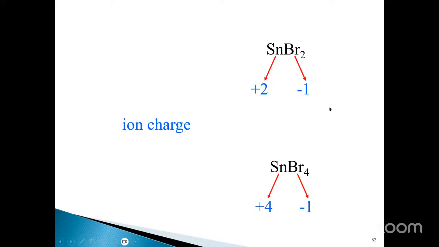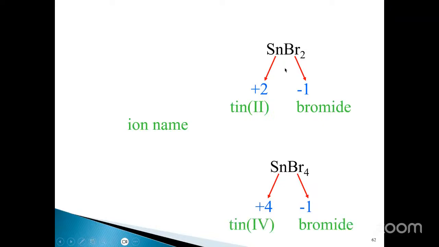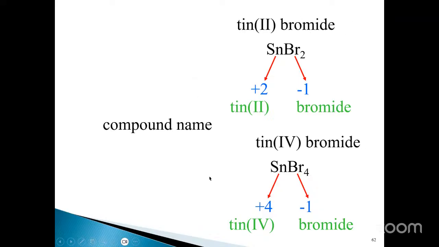So the name of this ion with the +2 charge, we call that tin(II). And the name of this particular ion, which carries a +4 charge, we call that tin(IV), right? We have bromide in each case, so therefore, when you put the names together, the name of this compound would be tin(II) bromide, and the name of the second one would be tin(IV) bromide. And that's basically how that works out.